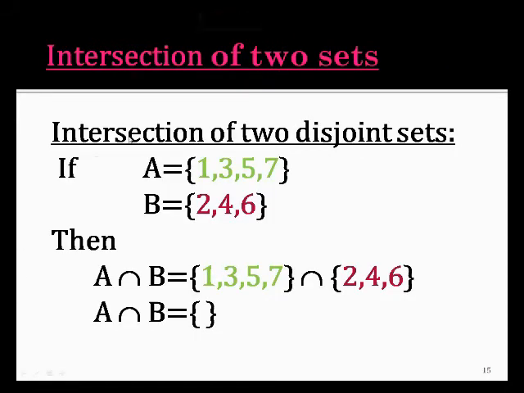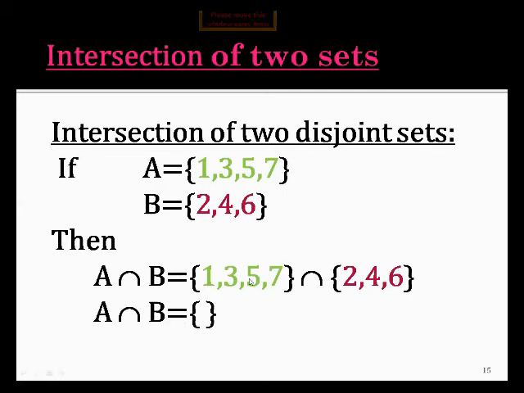Okay, the intersection of two sets. When the sets are disjoint, from the definition of disjoint, it means there is no element common in both sets. So here we have the intersection of two disjoint sets. If we have a set A equals 1, 3, 5, 7, and a set B equals 2, 4, and 6, then A intersection B is empty, a null set.